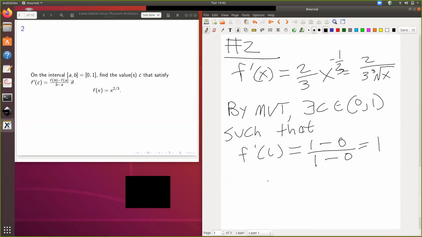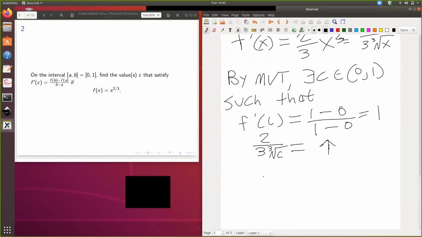So let's plug in C, and we'll get that this expression right here is equal to 2 over 3 times the cube root of C. All right. Let's just flip-flop things around a little bit. No harm, no foul on the right-hand side. On the left-hand side, we'll get 3 times the cube root of C over 2 is equal to 1.